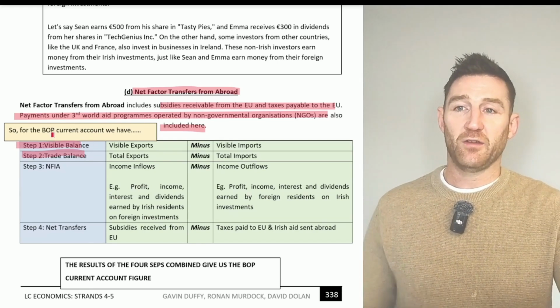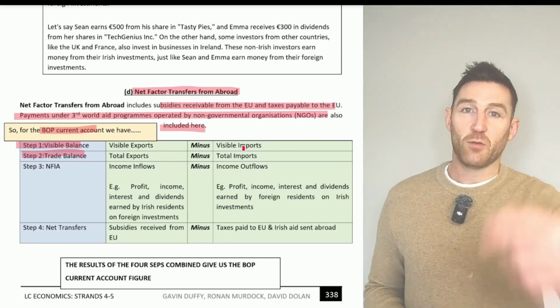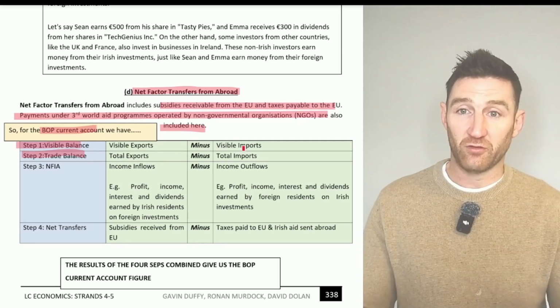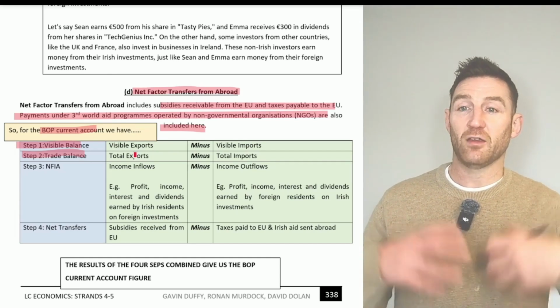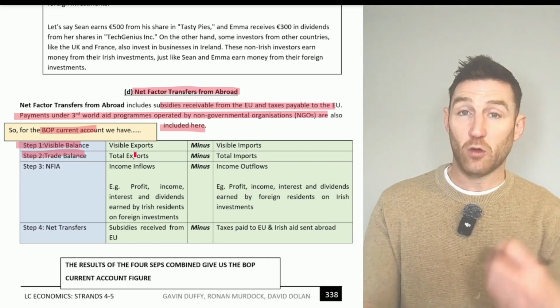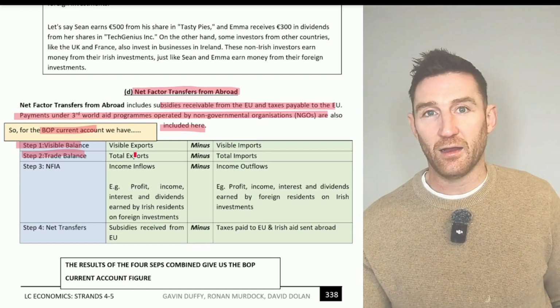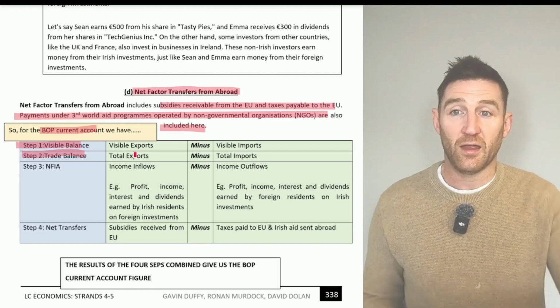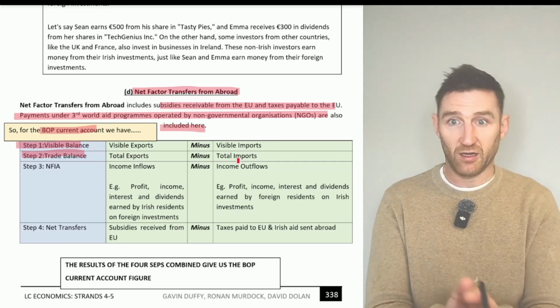So the first thing, if you're calculating the overall balance of payments situation, you have your visible exports minus your visible imports, and that will tell us our balance of trade in goods. Then if we want to find out the total balance of imports versus exports, we would tag on invisible exports and invisible imports. So we get total exports minus total imports. That's what we just did a second ago, right?